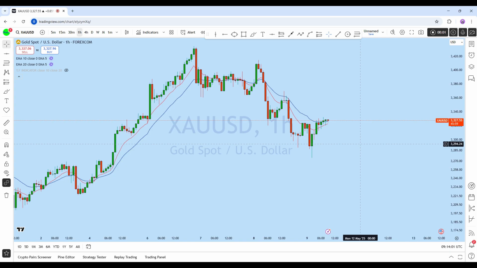Hello trader, this is complete multi-time frame analysis on XAUUSD. Let's see what kind of trading opportunity we have in this instrument.